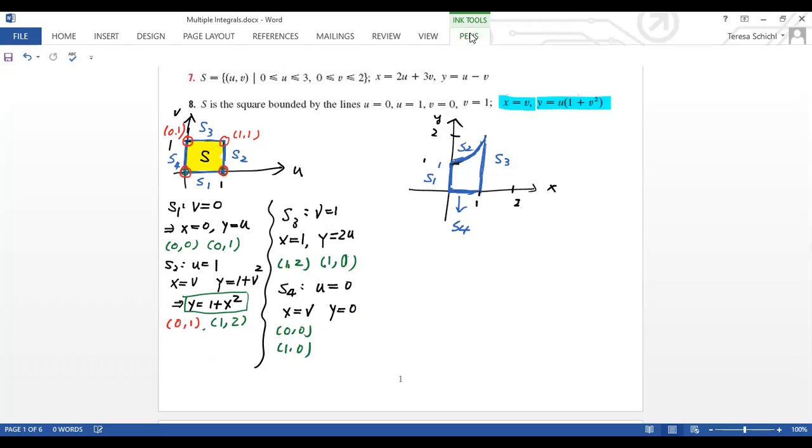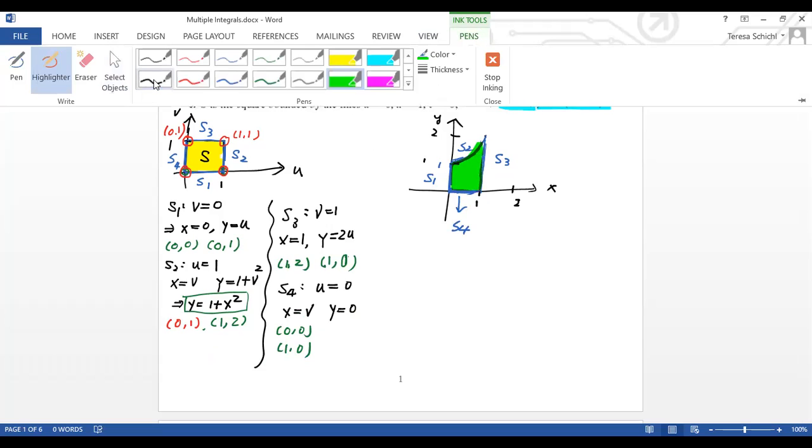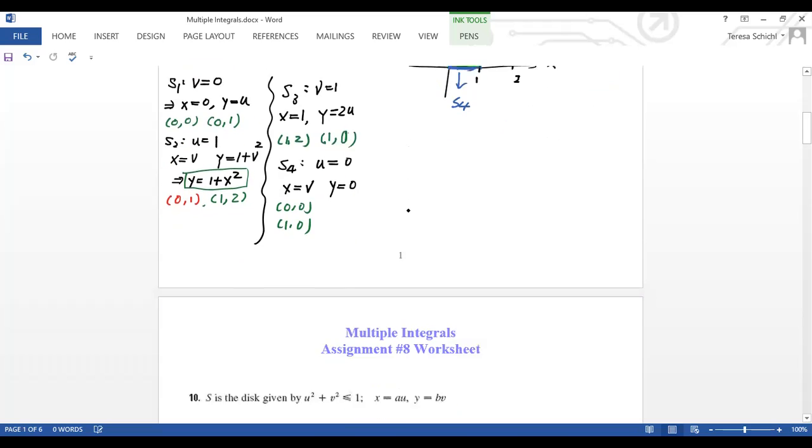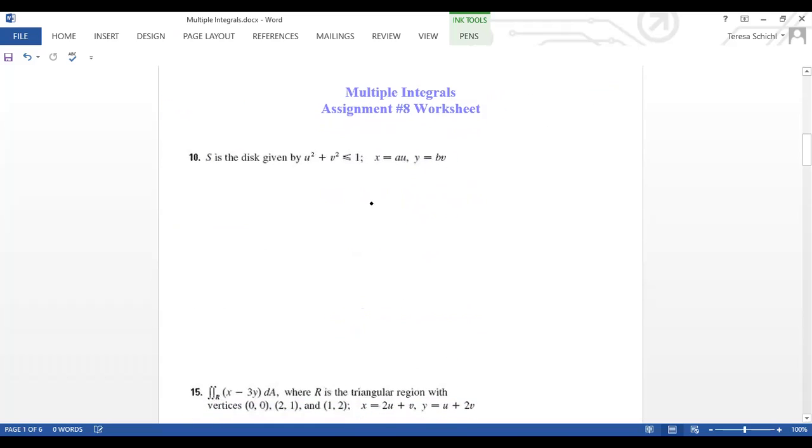Okay, so this is the area for the xy. If you integrate along the xy, this is the integration region. So you see here, after you do the transformations, the UV region is a lot easier than trying to do the integration over these regions here. Okay, now let's take a look at another one here.